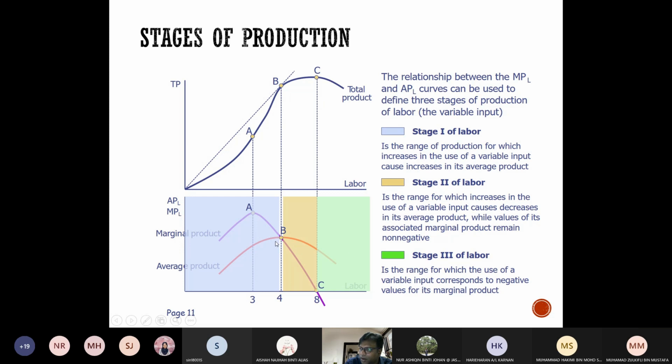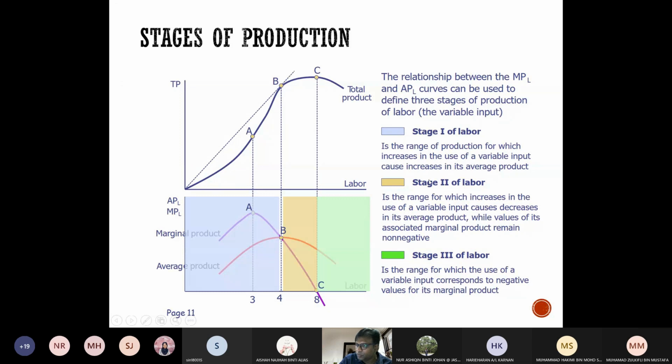The first stage is the range of production in which increases in the use of the variable input cause increases in the average product. That means when labor increases, the production increases as well. This is the total production region. You're maximizing the production over here in the blue region, until you reach the maximum average product.